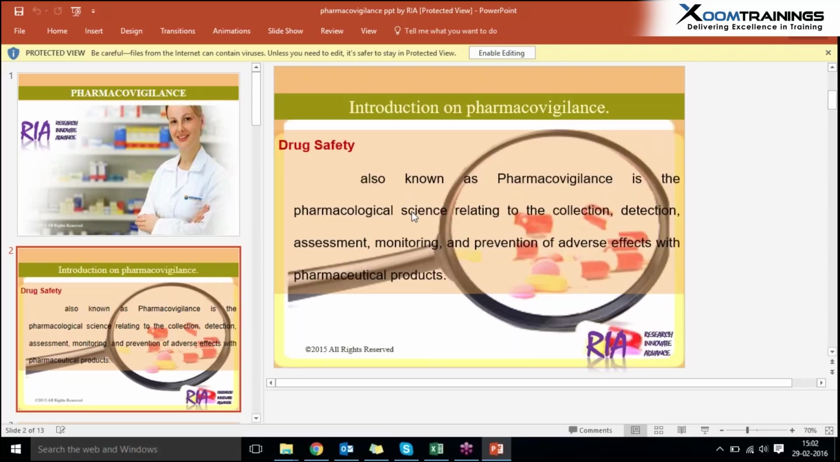Whenever it is converted into the active form, along with the therapeutic action, it is going to show some unrelated and untoward responses. Whatever responses the drug is finally giving, we are going to collect all that information. Pharmacovigilance collects, detects, and assesses that information, monitors it, and prevents these adverse effects, whatever is happening with those pharmaceutical products. Okay, then we'll move to the next slide.